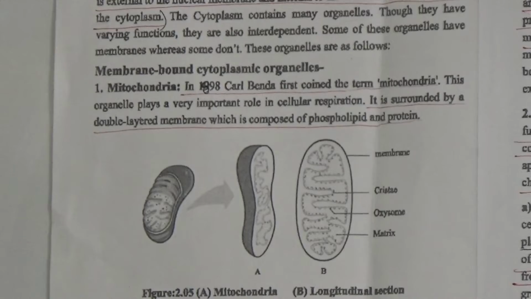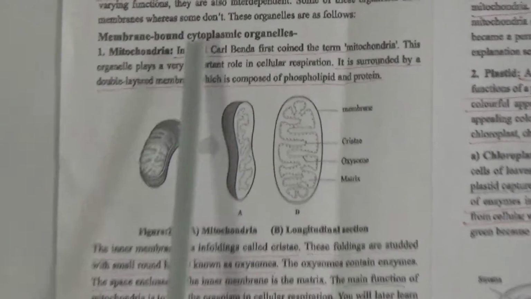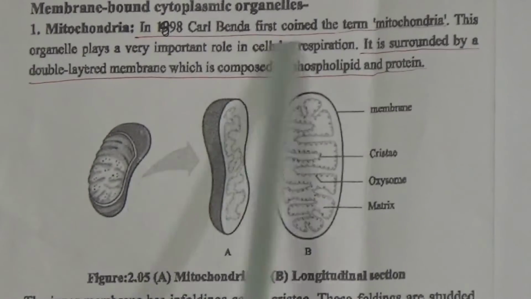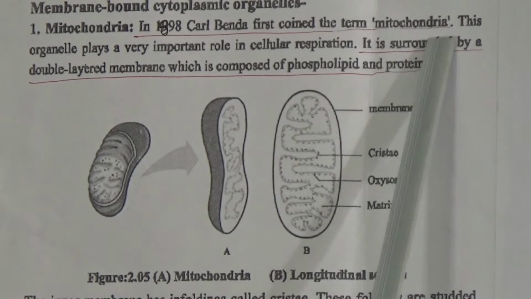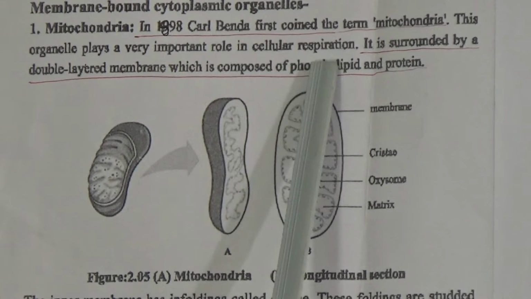Now, membrane bound cytoplasmic organelles. Membrane bound cytoplasmic organelles means the organelles which have membrane. Now, mitochondria. First one is mitochondria. In 1898, Carl Benda first coined the term mitochondria. These organelles play a very important role in cellular respiration.